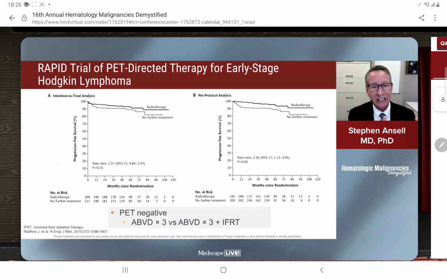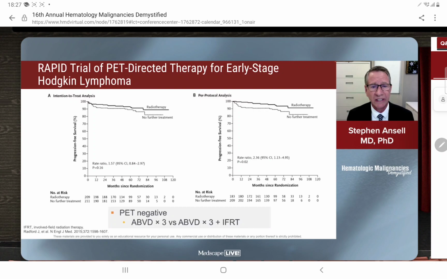So taking us now back for a second to radiation, and talking about how we really want to move forward and build on what we've been doing in the past, which included chemotherapy plus radiation treatment. The RAPID trial was really a focus on whether or not radiation therapy could be omitted. What's important to see here is on the left, the intention to treat analysis where radiation therapy was compared to no further treatment, and on the right, the per protocol analysis.